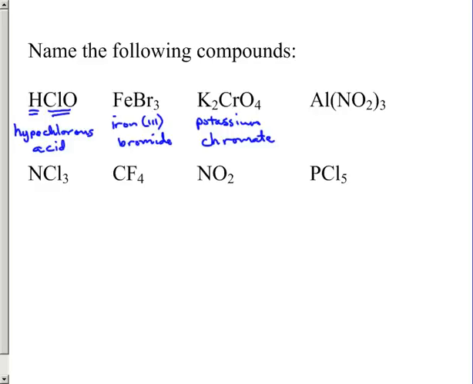Al(NO2)3, again, we don't use prefixes. We know it's an ionic compound because we have an aluminum ion along with a nitrite ion. So it's aluminum nitrite.